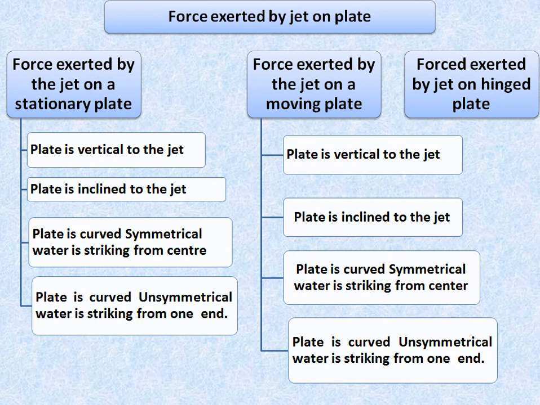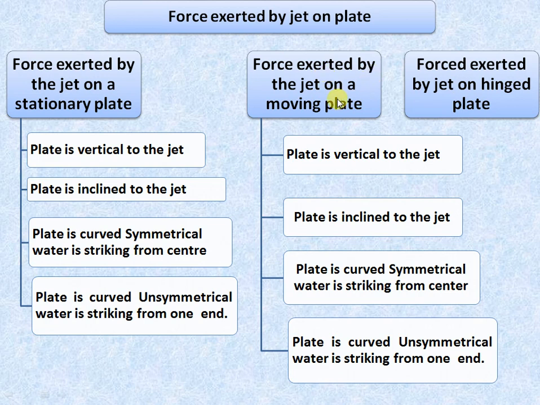So the first type is the plate vertical to the jet, then the plate inclined to the jet, then the plate curved symmetrical, with water striking from the center, and the plate curved unsymmetrical, with water striking from one end. So we will discuss these 7-8 cases for force exerted by a jet on a plate, and all the cases are important.